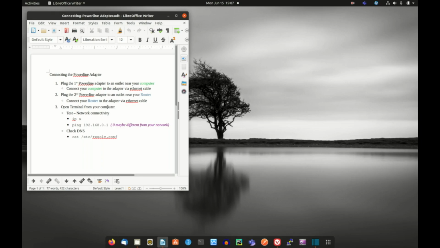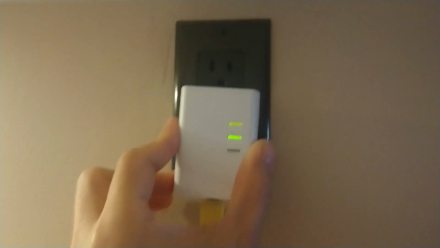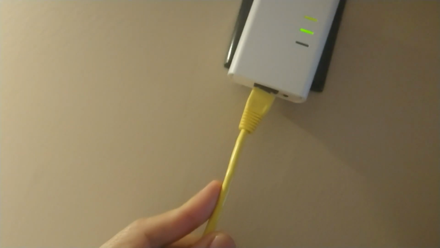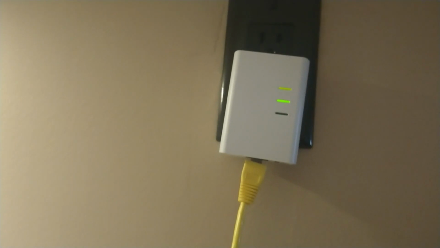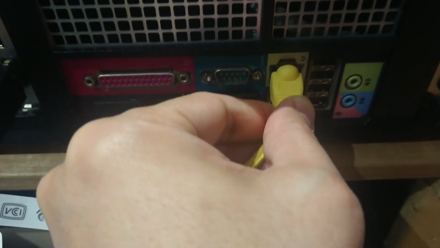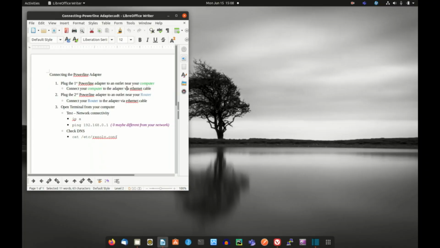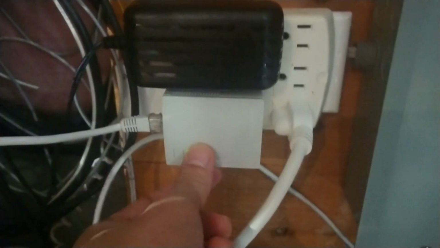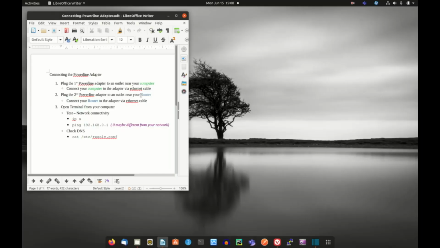Connecting your Powerline to your Linux machine. So this is granting that you have done the connection of your Powerline adapter from your outlet to your computer. That should be instruction step 1, and make sure that you have an Ethernet cable connected to it. Second, the second Powerline adapter has to be connected to an outlet near your router, and connect an Ethernet cable to it, as shown in the video.